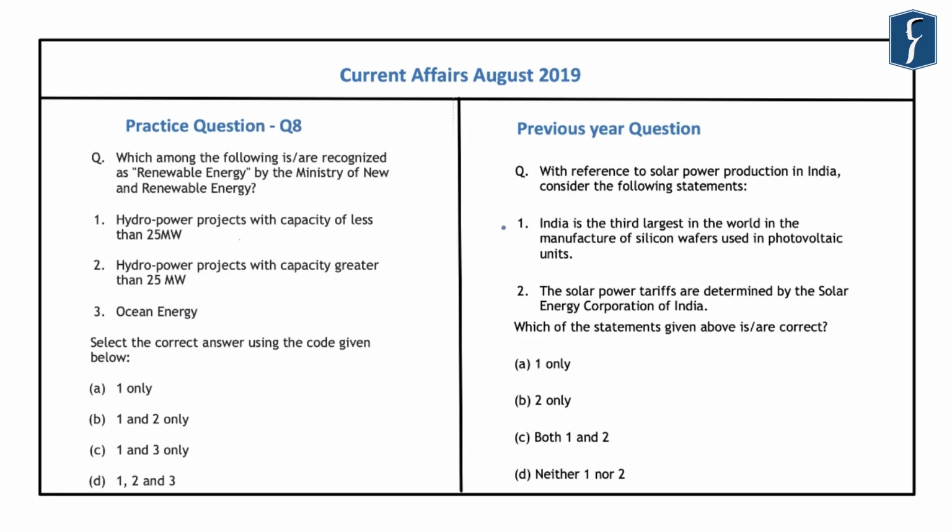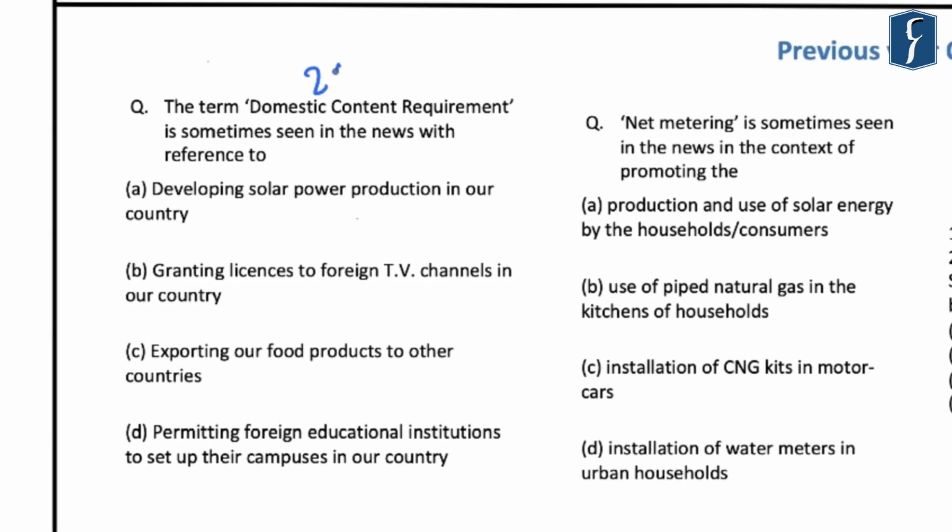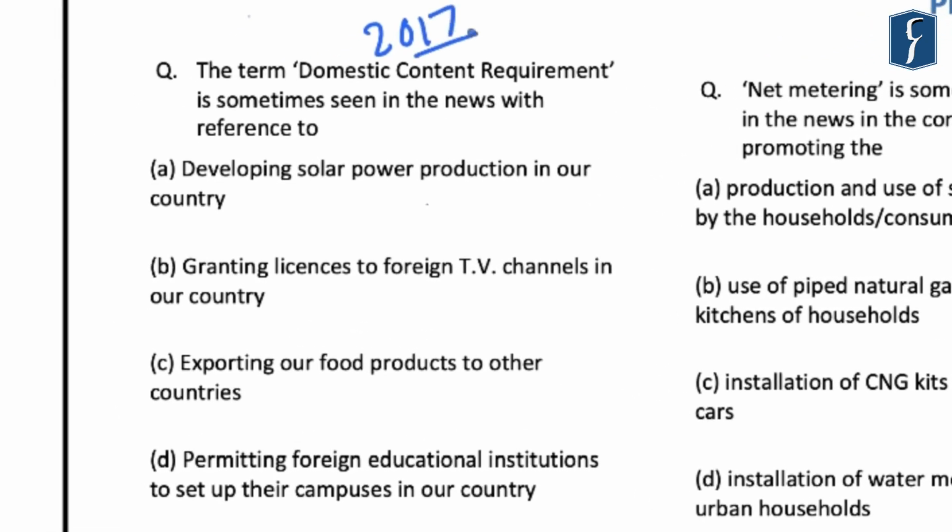Now the eighth question in this line is related to renewable energy in India. It is an important theme related to current affairs on which various questions have been asked in the previous years. If you look at this question, it was asked in the year 2018. Again, this question was asked in the year 2017 and it was related to the domestic content requirement, which is related to the development of solar power production in our country.